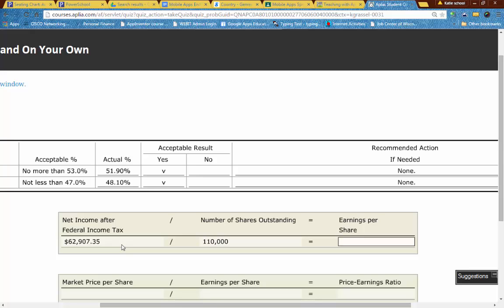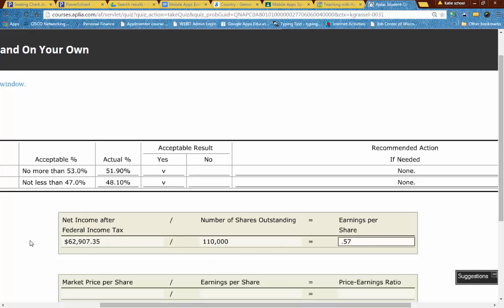And what is that value? What's that? Yep, 57. Oops, not 59. So 57 cents. If each share of stock got a part of our net income, each share of stock would get 57 cents. Does that make sense? Dividing it up.